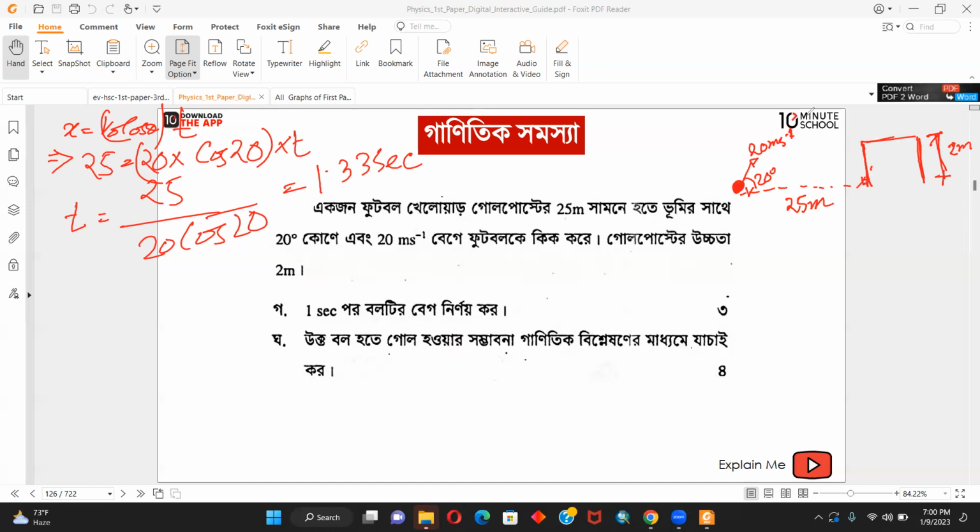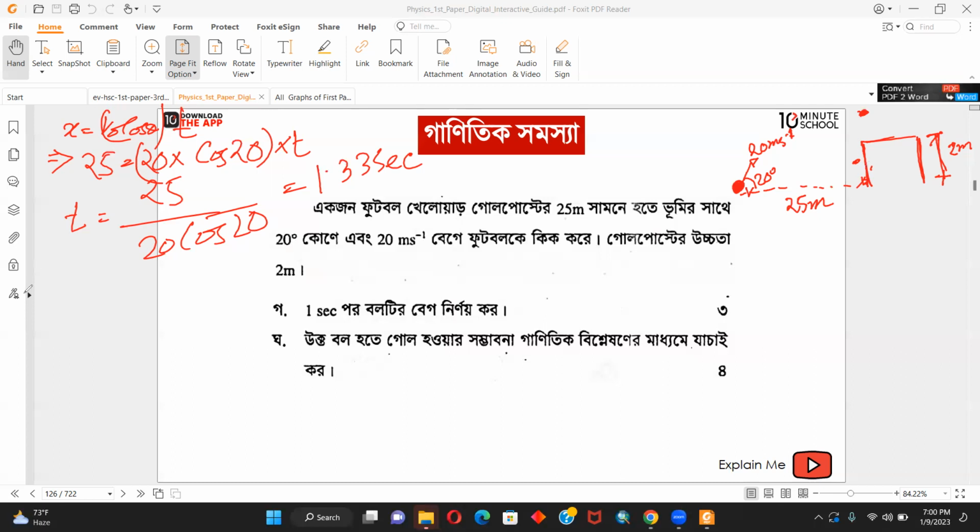After 25 meters, if it crosses, say for instance, at this point, will we get the goal? The answer is no. But if the ball is at this point, obviously we will get the goal, right? If it's at this height, we won't get the goal. But if it's less than 2 meters, it will cross the goal. Understand my point? Obviously, neglecting the goalkeeper. That is not part of our question. Got my point? Then I will proceed.